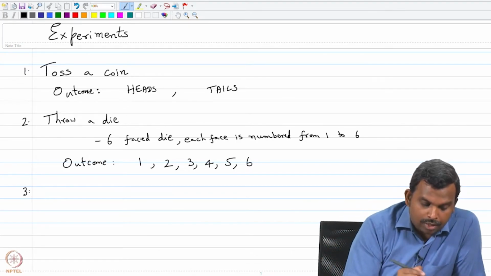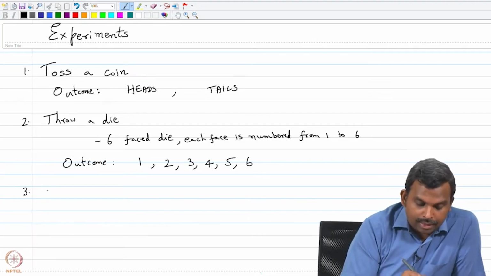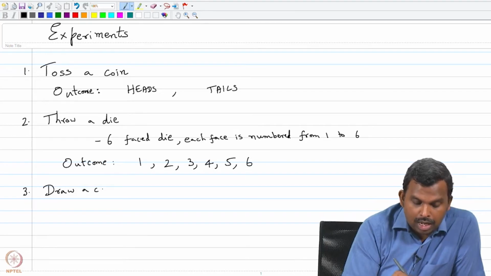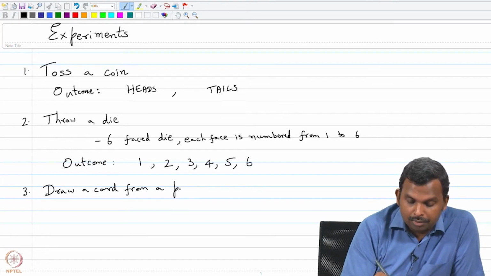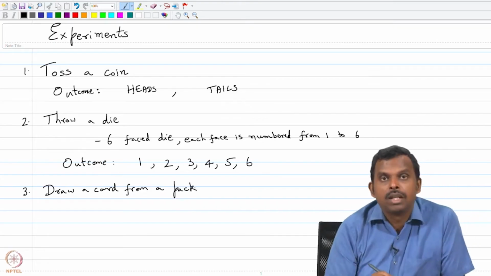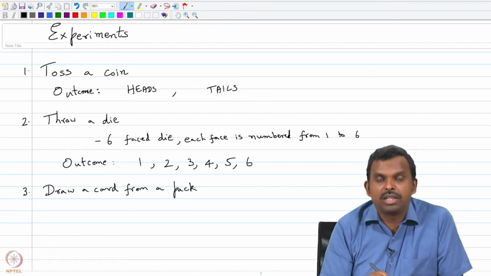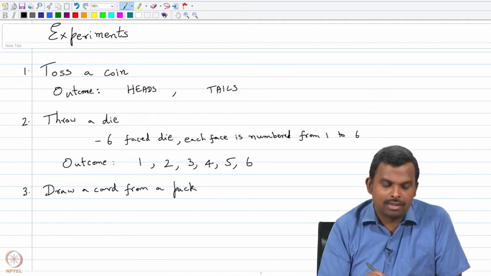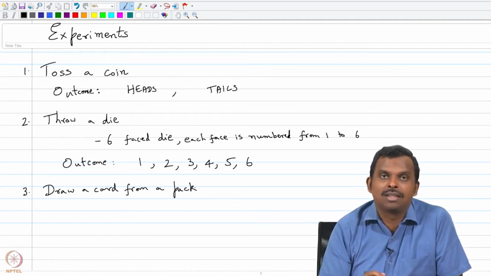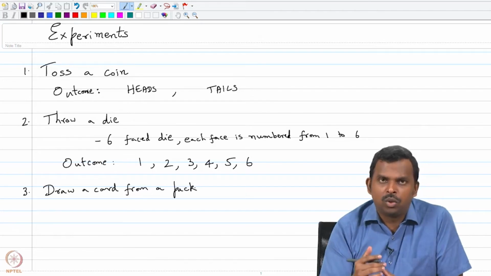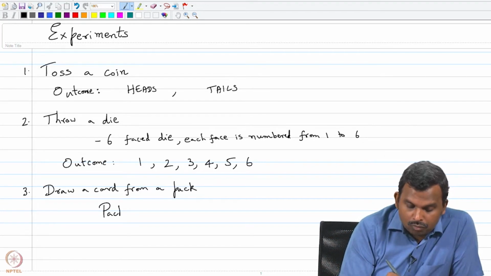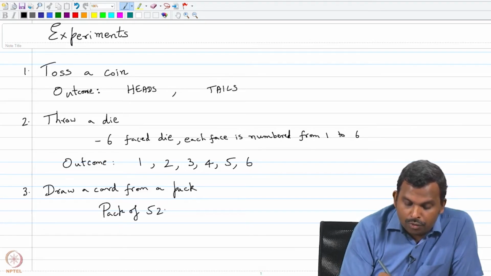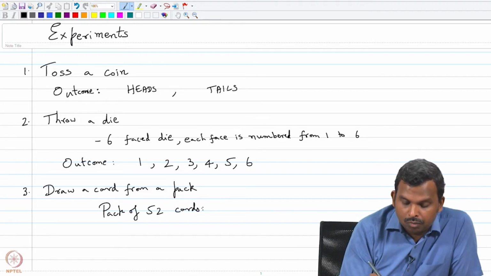The third experiment is draw a card from a pack. I want to say a few more things about these cards and the pack of cards, what kind of cards it has, etc., so that we know clearly what we are talking about. So, what is a pack of cards? A pack of 52 cards.